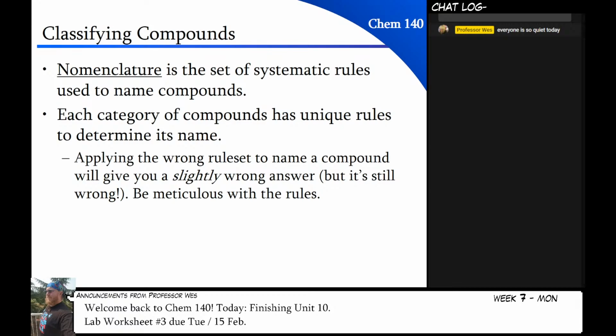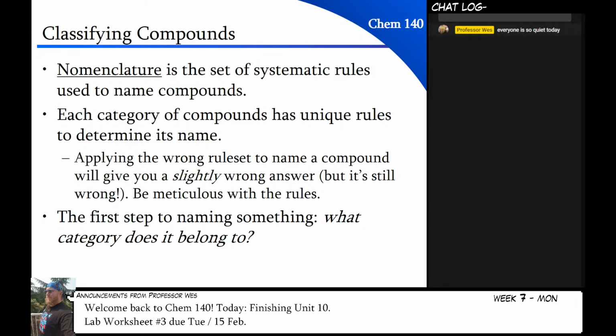Because all of the rules are unique, it should be very straightforward for you to just apply the correct set of rules to whatever it is you're doing. But the rules are unique, but only subtly so. So if you use the wrong rule set, you get a slightly wrong answer. But as far as we're concerned, if it's slightly wrong, it's still wrong. So be very careful here. Make sure you are applying the correct rule set.